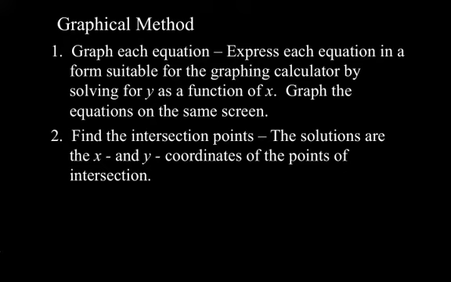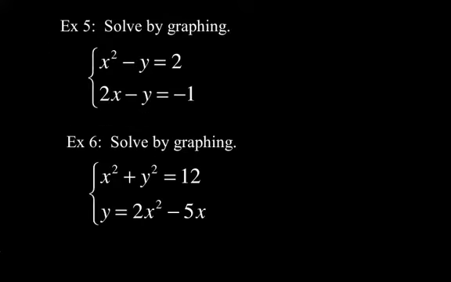We then want to find the intersection points. The solutions are the x and y coordinates of the points of intersection. So we use the graphing calculator to show those points of intersection using the intersect feature on the calculator. So here are a couple of examples to solve by graphing. If you see, the first one is a parabola and a line. The second set of equations is one is a circle and the other one is a parabola. So we'll see how those work when we find their solutions.